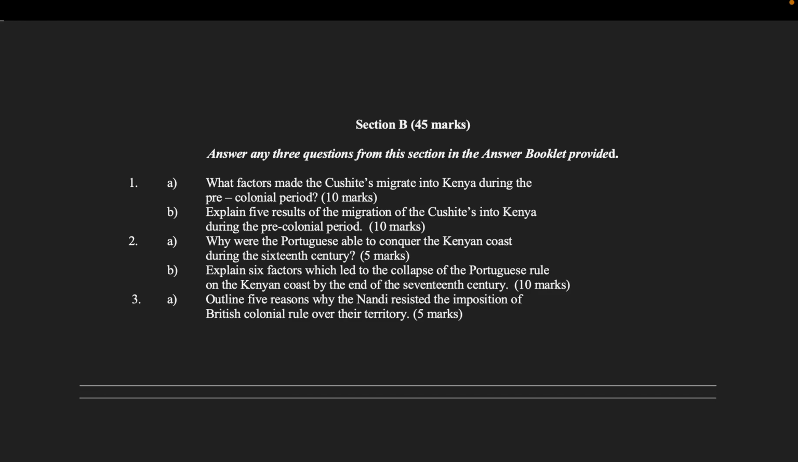3a. Outline the 5 reasons which made the Nandi resist the imposition of British colonial rule over their territory. They wanted to maintain their independence. They wanted to protect their land. They wanted to preserve their culture. They did not want the Uganda Railway to be constructed through their territory. They feared white people because, according to their mythology, the people were associated with bad omen. They wanted to protect their livestock.